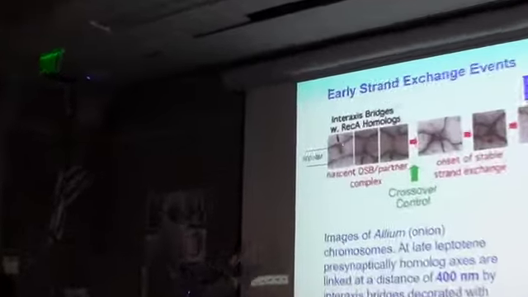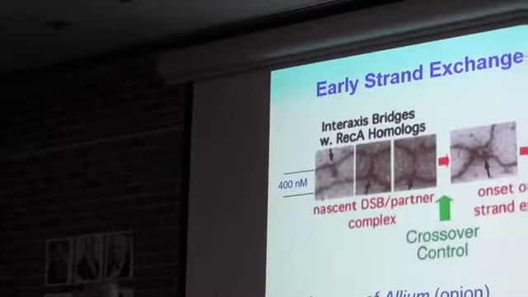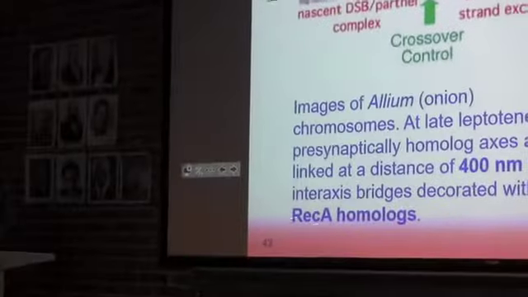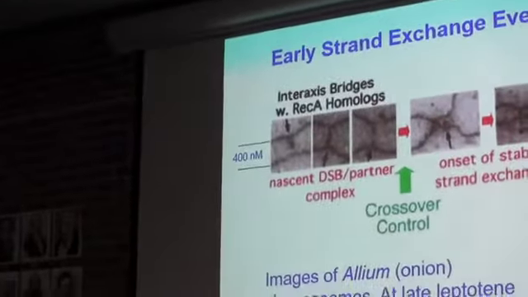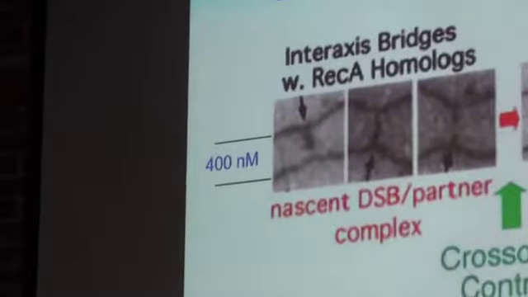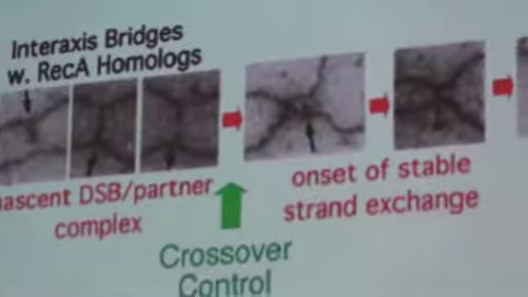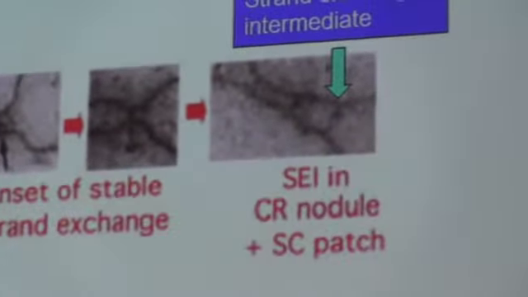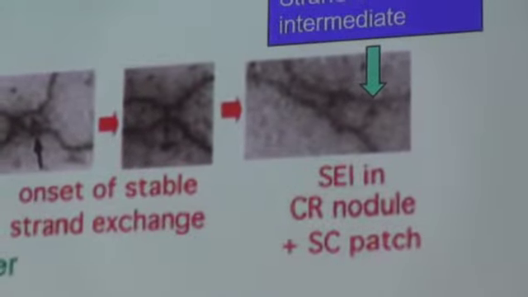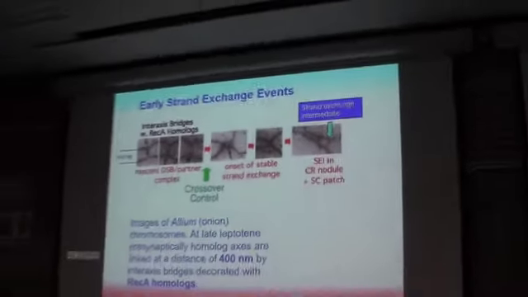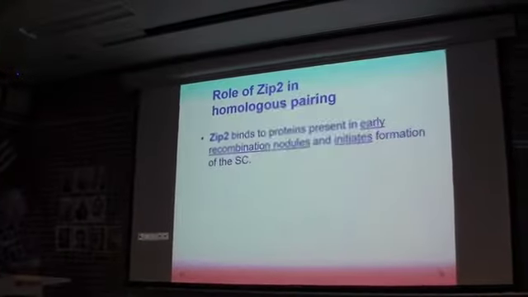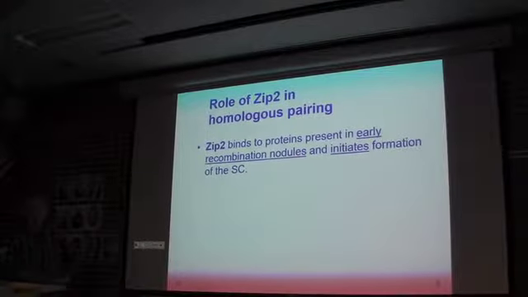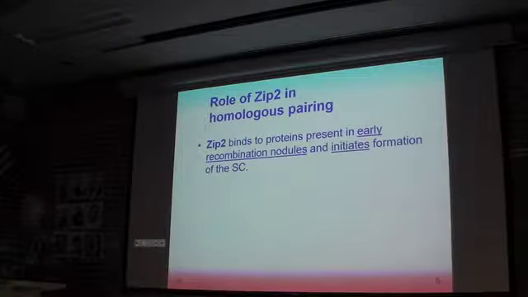But in these strand exchange intermediates, you get these RecA homologs, functionally like RecA. So it would be DMC1 if it was a human. I don't know what it's called in onion. RAD51, not RAD50, RAD51 in yeast. The ZIPs and HOP, and I think that's the end of the first part here.